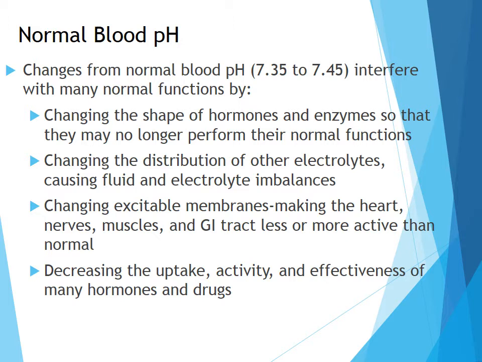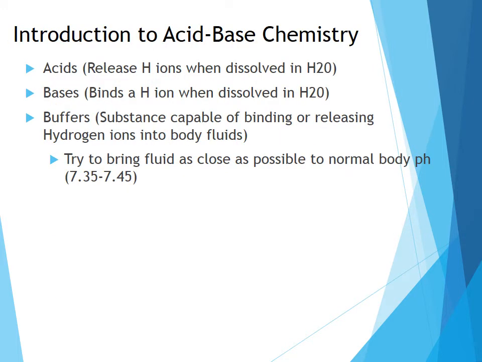It changes the shape of the hormones and enzymes so that they no longer perform normal functions. It changes the distribution of electrolytes, causing fluid and electrolyte imbalances. And it changes excitable membranes, which makes the heart, the nerves, the muscles, and the GI tract less or more active than normal. Finally, different blood pH levels actually decrease the uptake, activity, and effectiveness of many hormones and drugs.